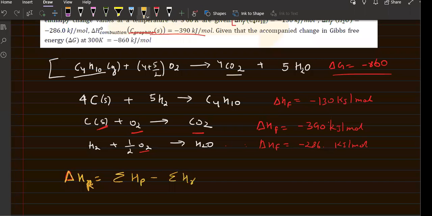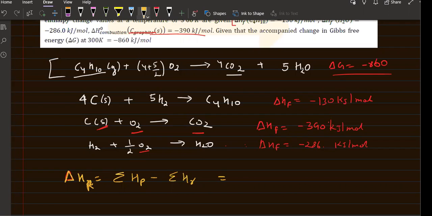Okay, so let's see. In product we have what? CO2 and H2O. Yes or no? In product we have CO2 and H2O. Okay, very good.